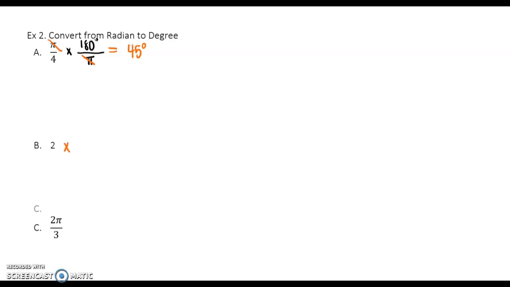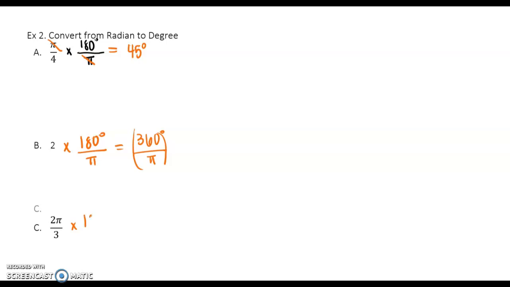Alright, the next one, we're going to multiply again by 180 over pi. In this case, nothing cancels out, so we're just going to multiply 2 times 180 degrees, and that would be 360, and then all over pi. So our answer is 360 degrees over pi. It's a little bit funky, but that should be fine.